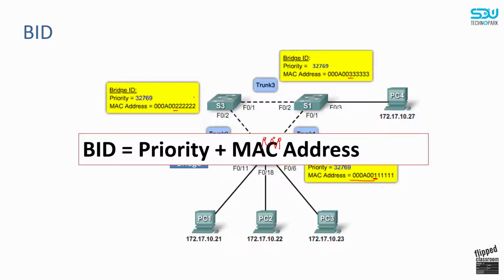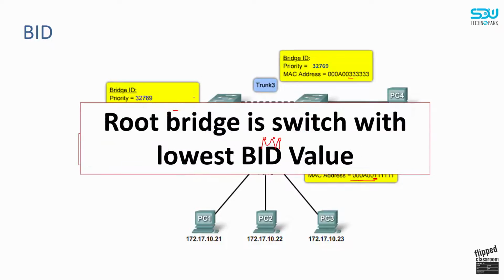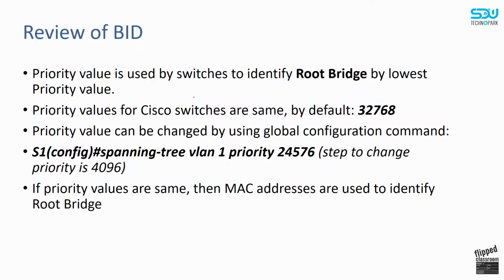So BID is equal to the priority value and the MAC address of the bridge. So the root bridge is the switch with the lowest BID value.